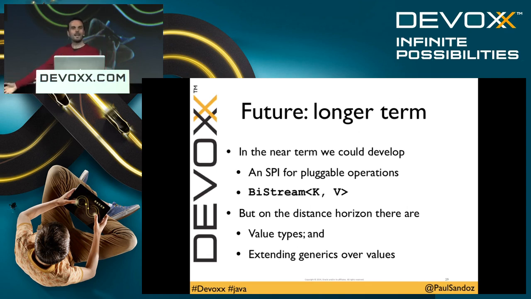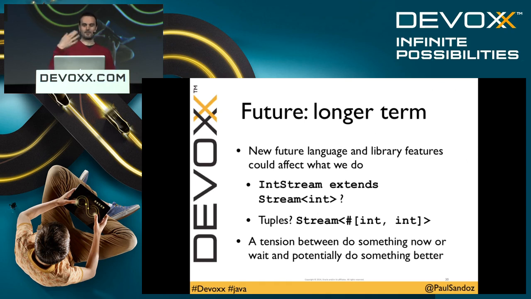On the distant horizon, we have value types and extending generics over value types. We have IntStream today. We added that because we need the performance of IntStream. But in the future, can we have Stream of int? Can we make IntStream extend Stream of int? Have we done something stupid today that will make us regret it in the future? I certainly hope not. But if we could do that, that would be really, really good. And what if we can have tuples of streams of int and so forth? Then we can do nice things with zip and so forth that we haven't actually added.